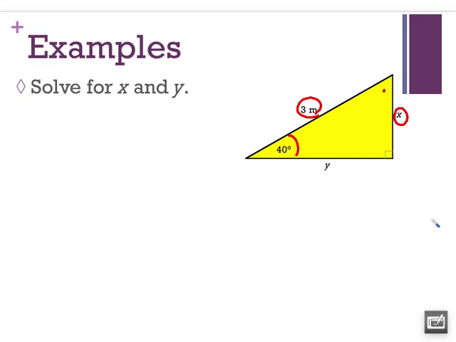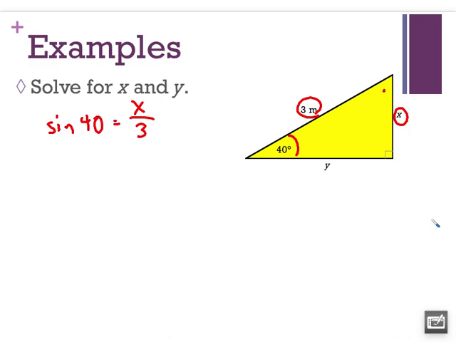Opposite. Is the given information on the hypotenuse or the adjacent? Hypotenuse. What function uses opposite and hypotenuse? Sine. So then we set up an equation. The sine of 40 degrees is equal to the opposite side, x, over the hypotenuse, which is 3.